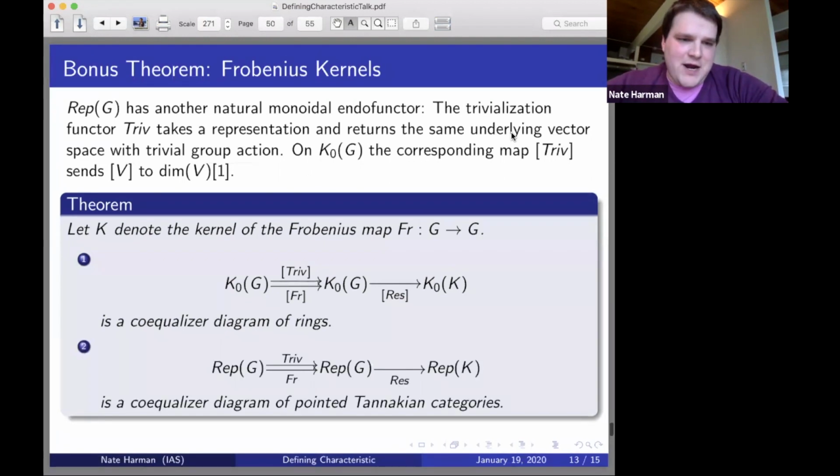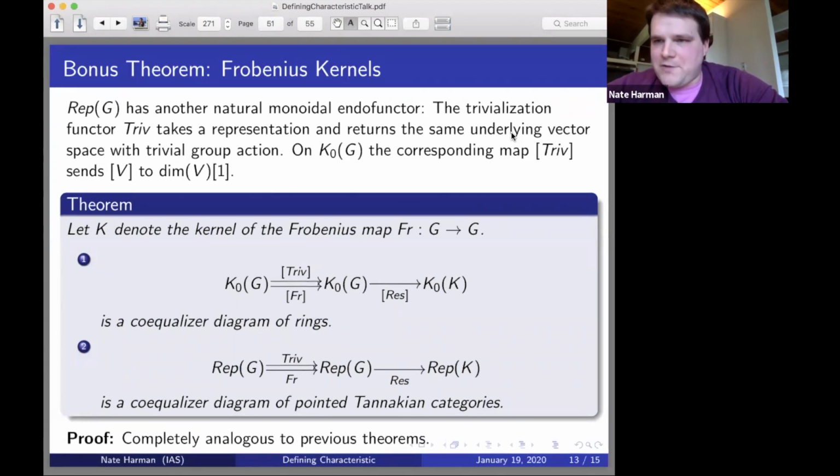And the second part is just a categorical lift of it to this setting of pointed Tannakian categories. And the proof for both parts is just identical to the previous one. For part one, we still have a nice restriction theorem, which tells us that Q-restricted weights remain irreducible. And then you do the same trick to show that this ideal, the kernel, is what we think it is.